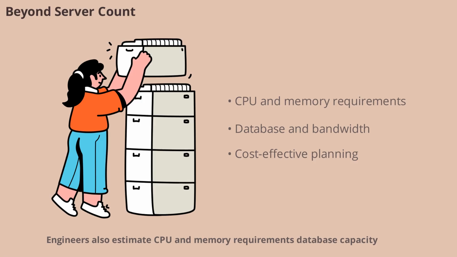Engineers also estimate CPU and memory requirements, database capacity, connection pools, network bandwidth, storage needs, cache size, third-party API limits, and cloud infrastructure costs. Each of these factors can become a bottleneck if not planned properly. By considering all these elements, engineers ensure the application remains fast, reliable, and cost-effective as traffic grows. This holistic approach is key to successful capacity planning in modern systems.